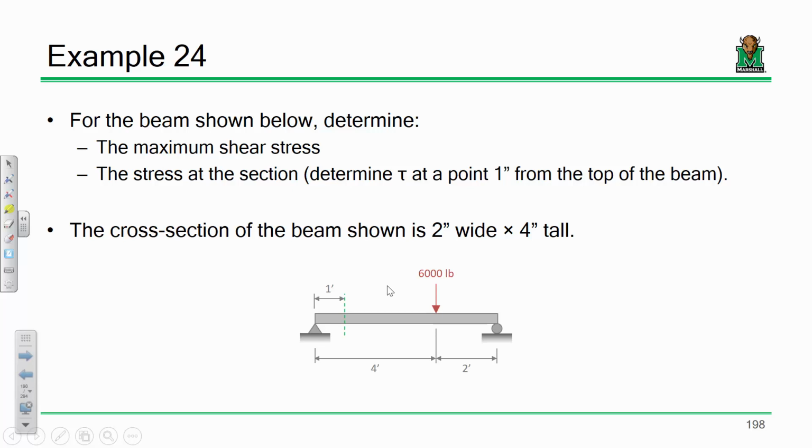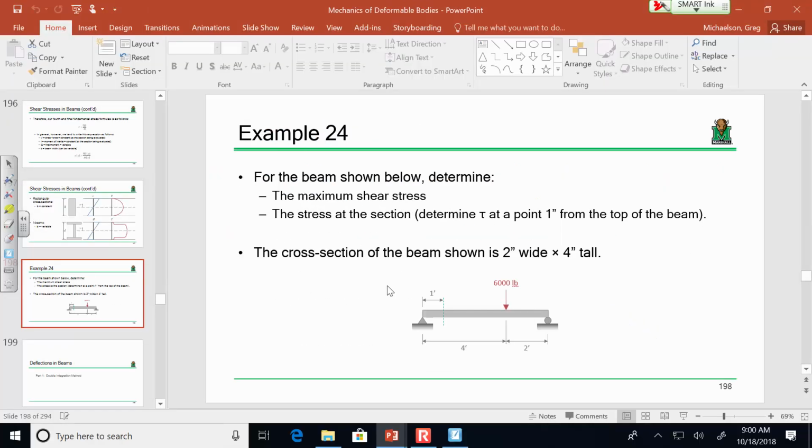Now, I have a beam here that's being subjected to a 6,000-pound load over here off to the side. I want to determine the maximum shear stress and the shear at a given section. The cross-section of the beam is 2 inches wide and 4 inches tall. We're going to take this problem one step at a time, and I think you're going to see this is really simple. Bending stress has a lot of complication, you can have composite sections and things like that. Shear stresses are usually a little more straightforward.